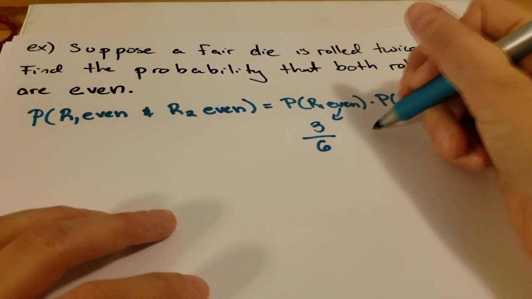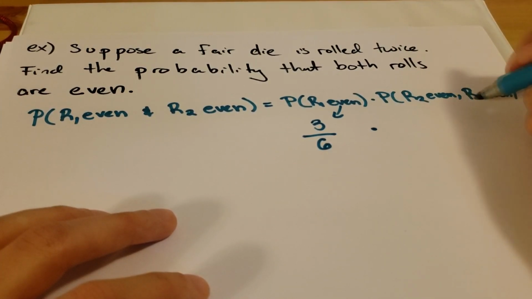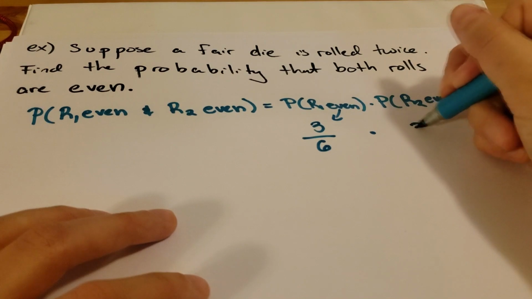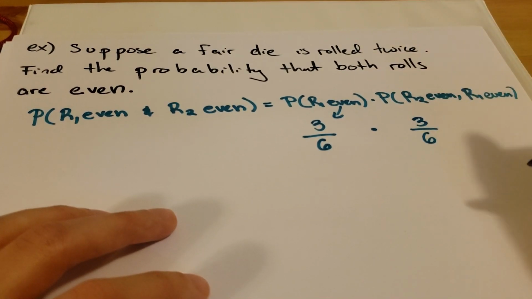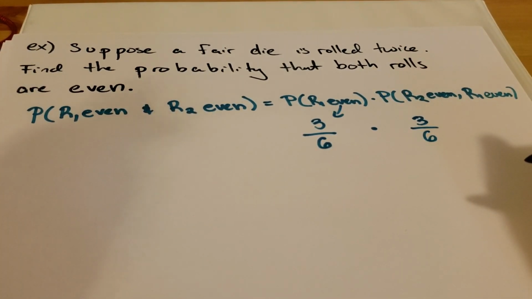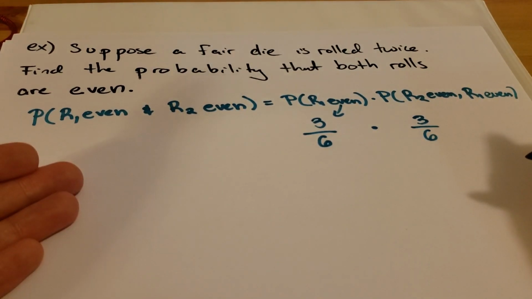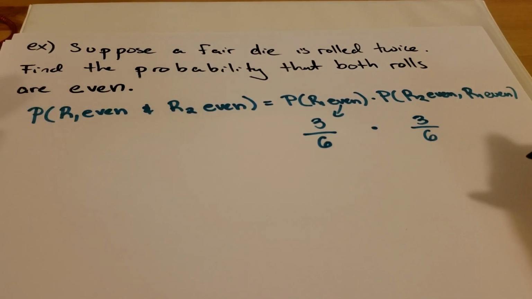And then our probability that the second roll is even, given the first was even, is still going to be 3 out of 6. Right? We still have 3 even numbers on the die out of 6 total numbers, and nothing to do with rolling the first die is going to affect what we get when we roll the die again.